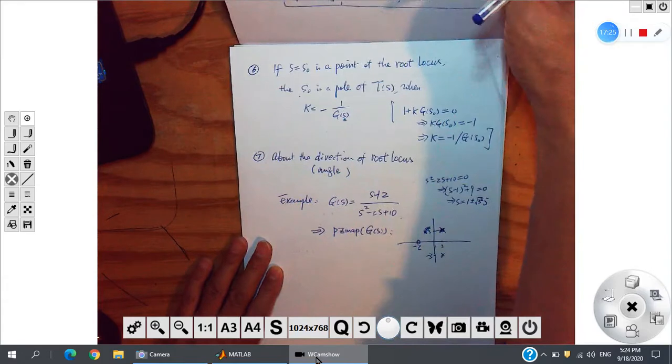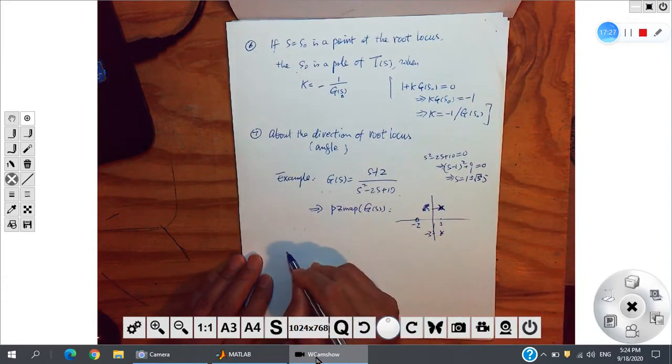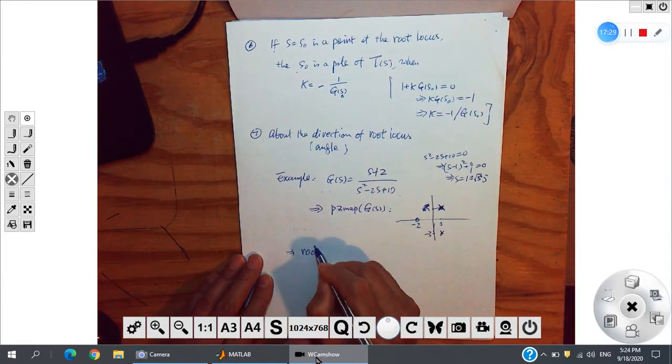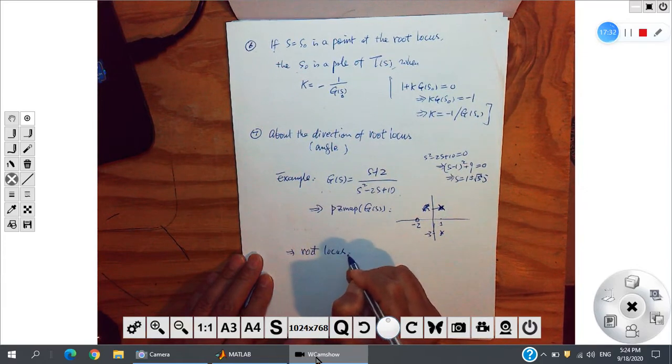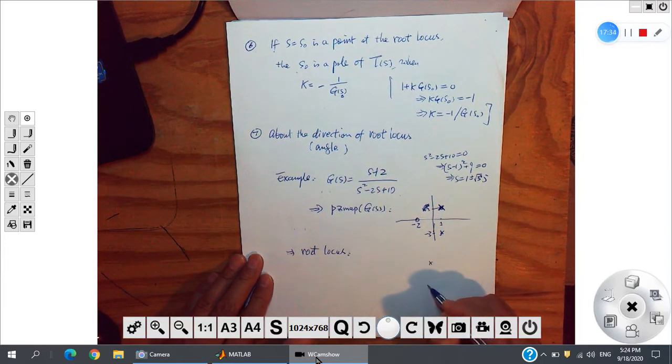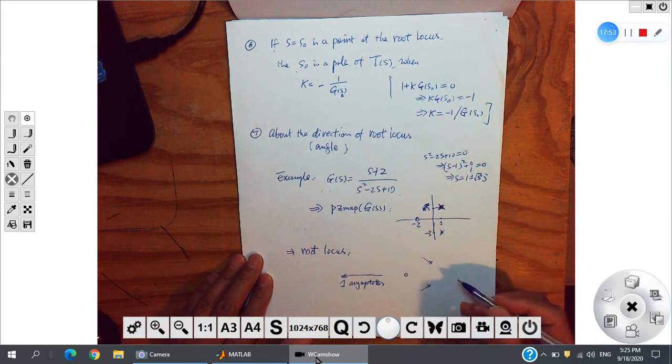So we have the root locus start from here, and 1 goes to infinity, 1 asymptote, and we have the zero here.